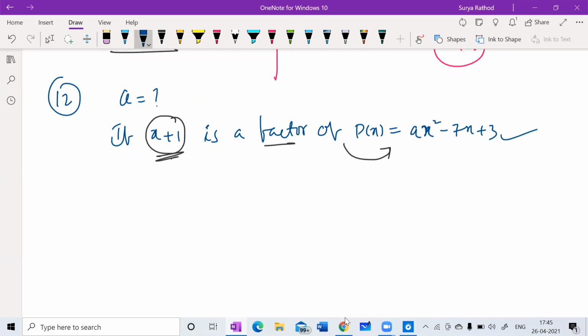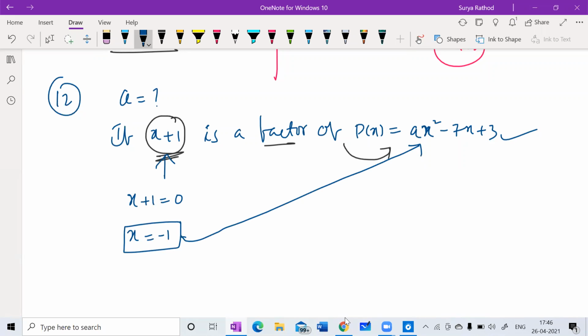So how can I solve this factor theorem question? This question is from factor theorem. So look at this here. This is a factor. So whatever the factor is given for that particular polynomial, I'm supposed to equate with 0. So now I'm equating this x plus 1 with 0. What I'm getting now? x is equal to -1. Now what am I supposed to do? I'm supposed to substitute this x is equal to -1 value in the given polynomial, right? So look at this now.